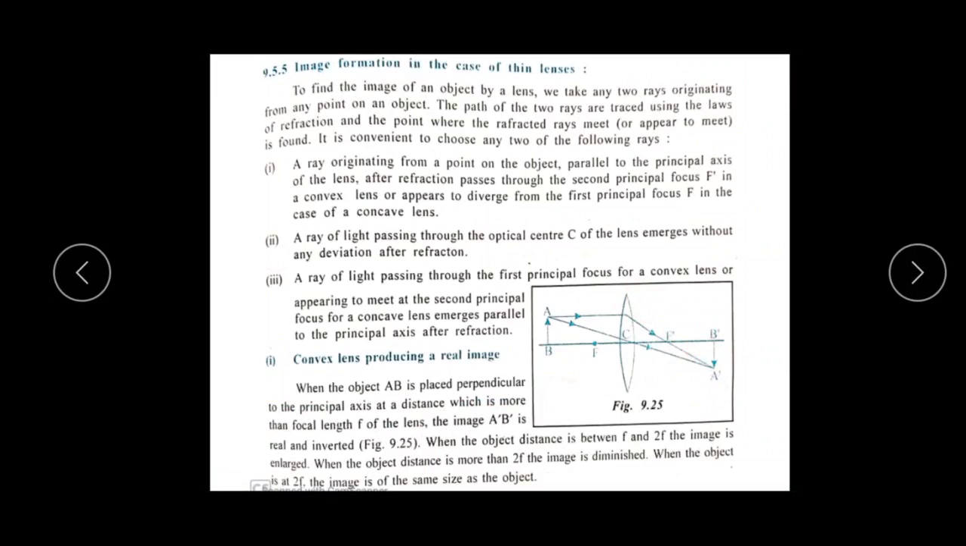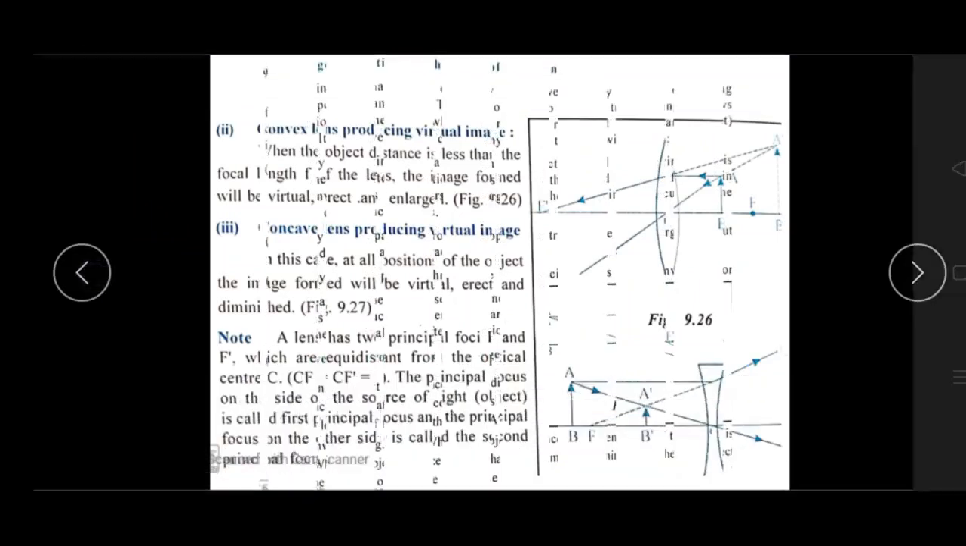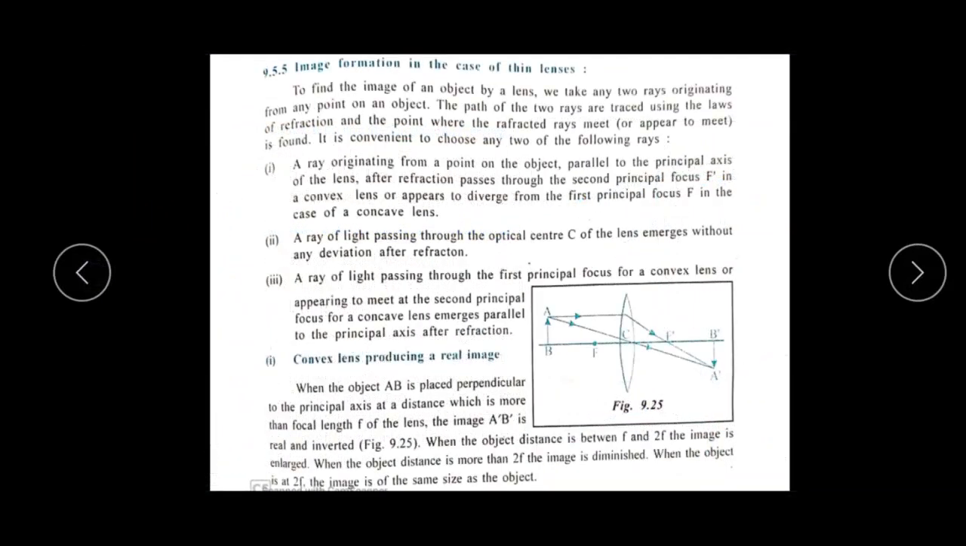And another ray here is the ray which is passing through the optical center. See, C is the optical center. So the ray passing through the optical center, and these two rays merge at a single point, and this is what we call the image formed. So this is the image. A dash B dash is the image of the object AB.